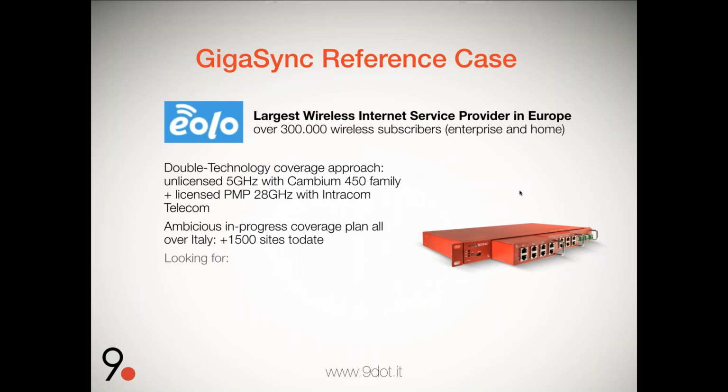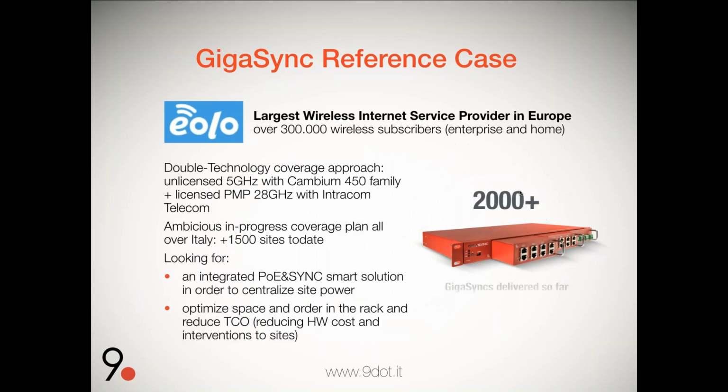Which is our best customer? We have a very big customer in Italy. It's the largest wireless internet service provider in Europe. Over 300,000 wireless subscribers installed right now, and Eolo uses a double technology coverage approach with unlicensed 5 GHz with Cambium and licensed with Intracom 28 gigahertz technology.